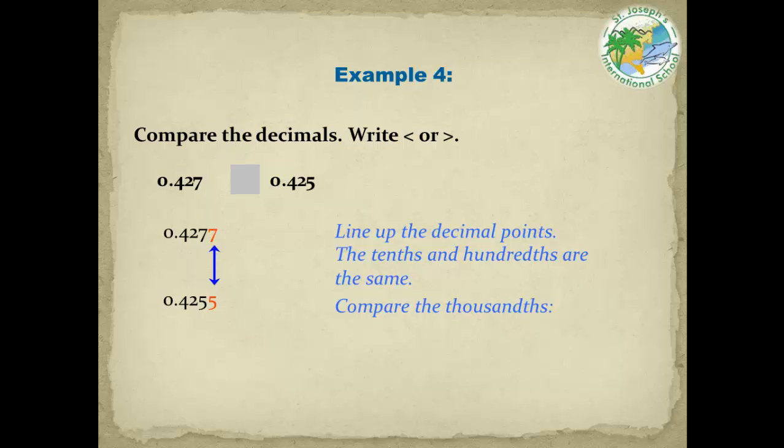Then, which is the greatest decimal number? Is 7 greater than 5? 7 is greater than 5. Then, since 0.007 is greater than 0.005, then 0.427 is greater than 0.425.